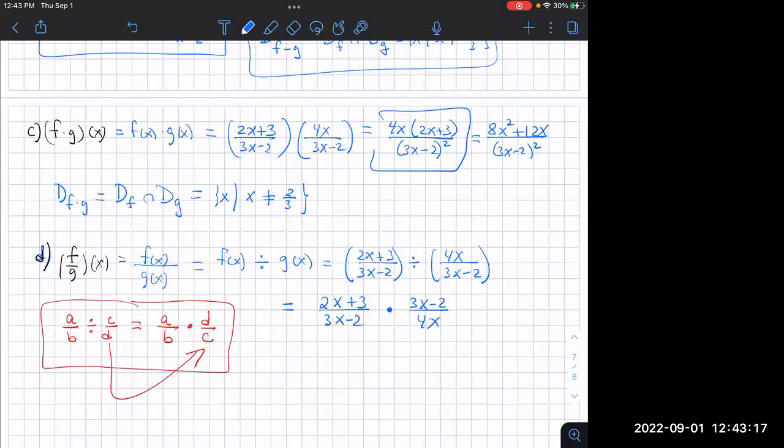Now notice that if you put parentheses between numerators and denominators, we have this product, and we have a common factor of 3x minus 2 that we can cancel. So f over g of x is therefore 2x plus 3 over 4x.